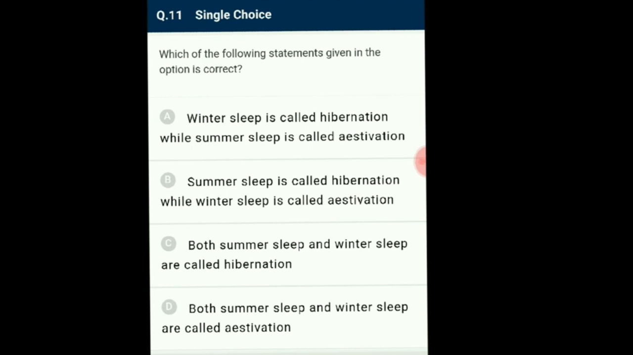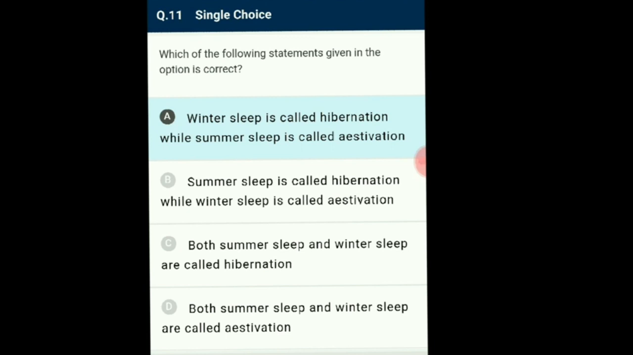Hibernation is a type of animal dormancy in which animals maintain themselves in an inactive state in winter, hence it is called winter sleep. Estivation is summer sleep, when animals maintain an inactive state in summer, hence it is called summer sleep. So the answer for this question is option A.